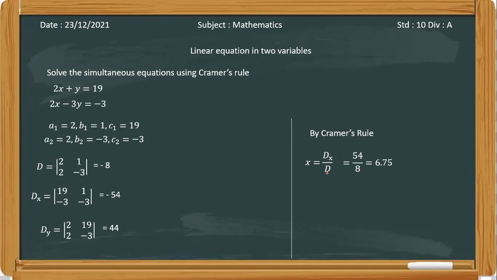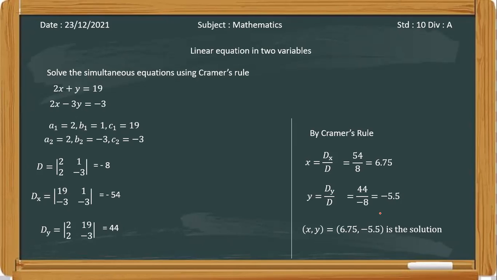The next one is y, which is dy upon d. So we get 44 upon minus 8. So divide it and find the answer. Right, which is minus 5.5. It has only one minus sign, that's why we get minus 5.5. So the solution of this equation is x, y is equal to 6.75 and minus 5.5, which is the solution. So this is all about Cramer's rule.